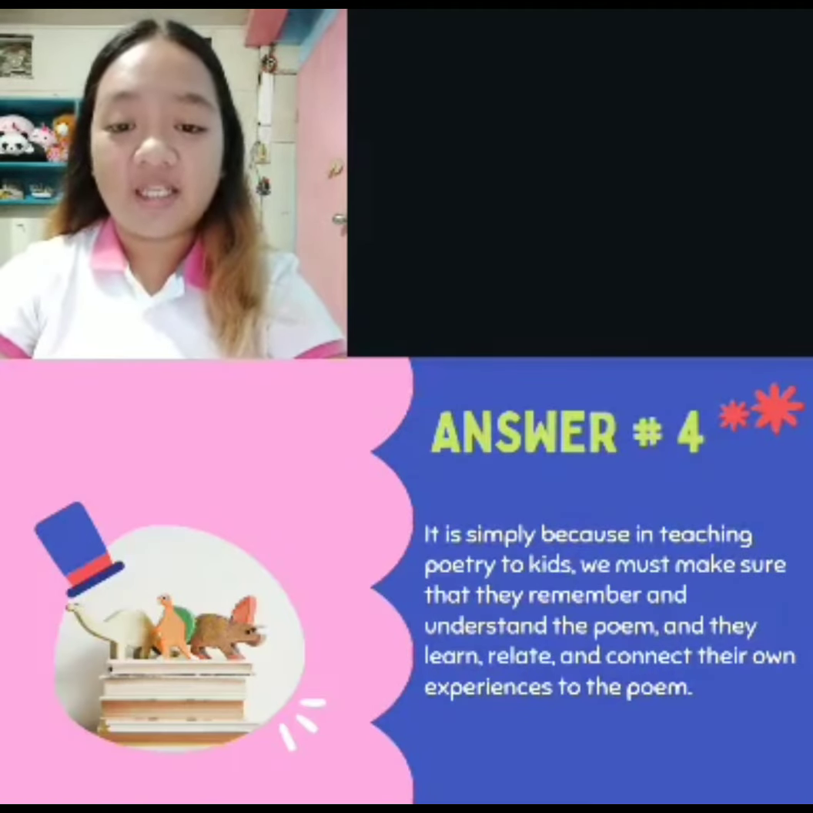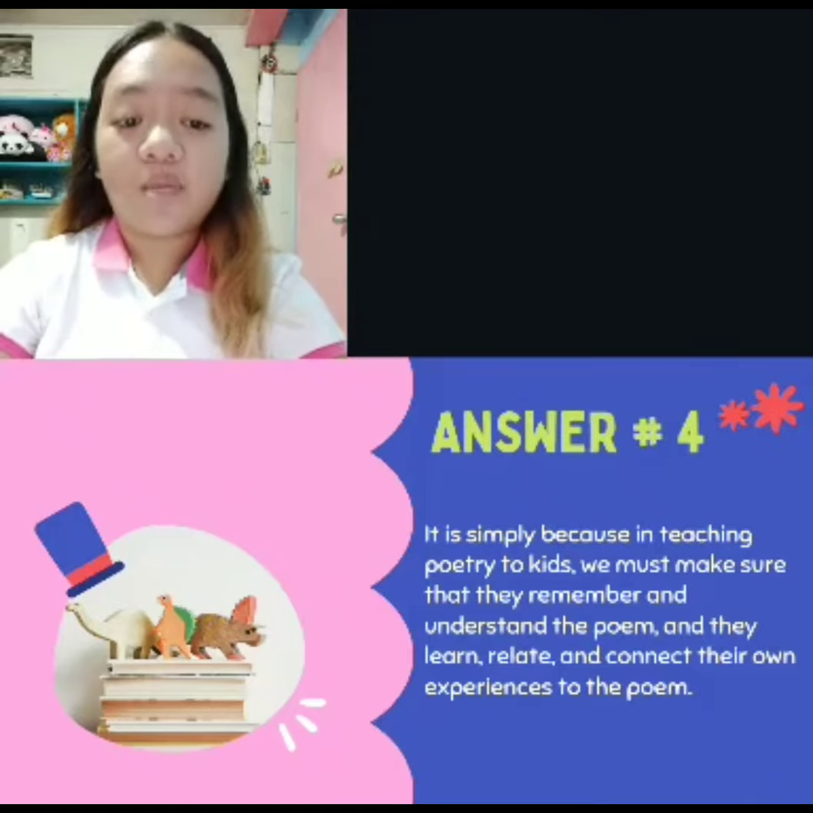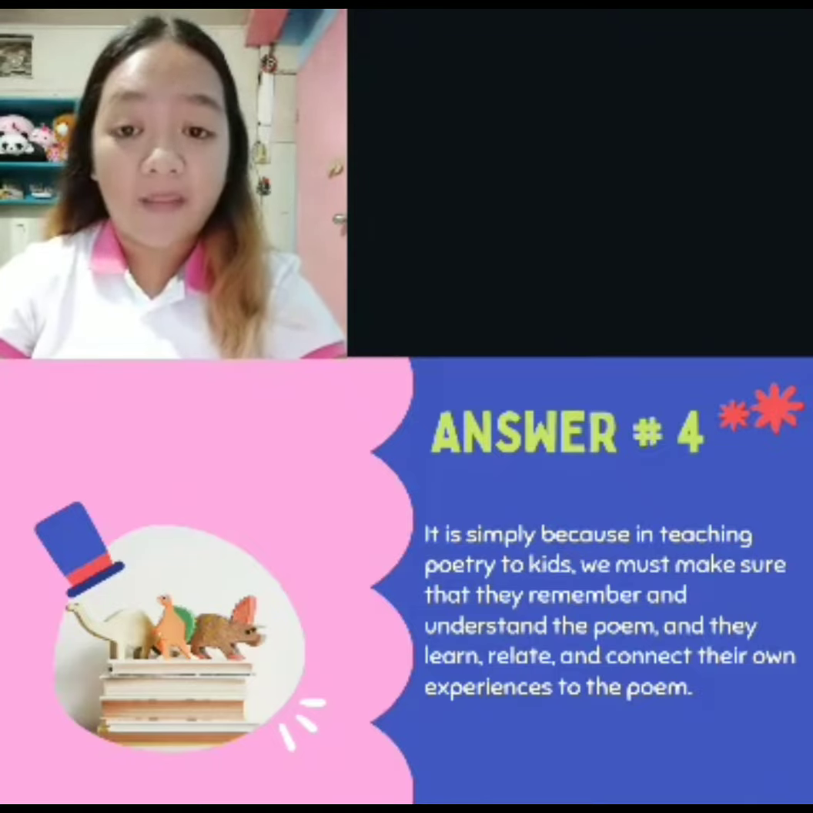It is simply because in teaching poetry to kids, we must make sure that they remember and understand the poem, and they learn, relate, and connect their own experiences to the poem. Okay, so to explain further, the suggested steps are arranged like that for the children to easily remember or memorize the poem, for them to clearly understand what the poem is all about, and to relate themselves with the poem that they have read. So those steps are made for the children to engage themselves in poetry.